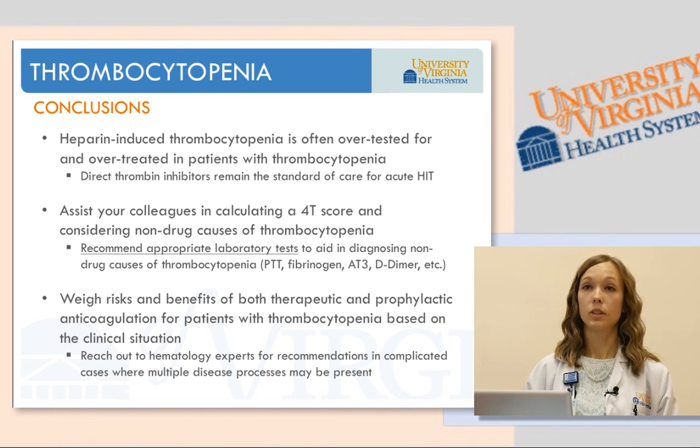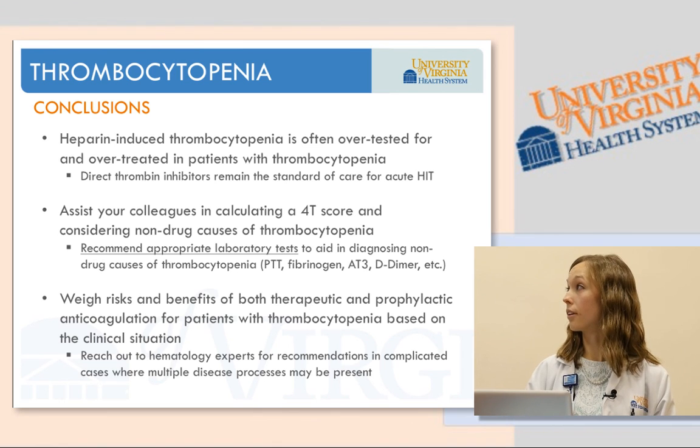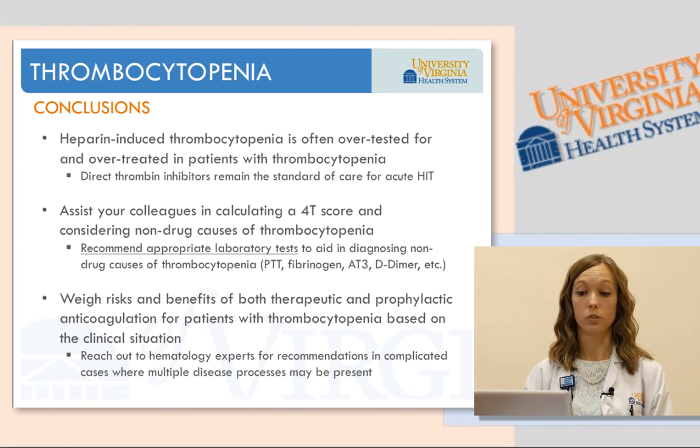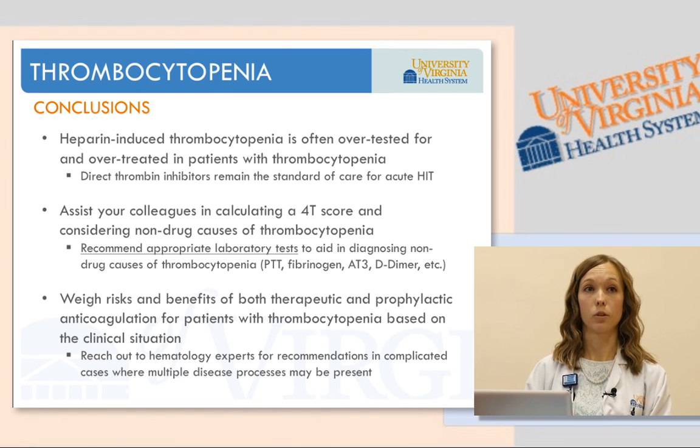So I think we can have a really good role in our teams with both helping our colleagues to calculate an appropriate 4T score and potentially steering our colleagues away from drug-induced causes when they're really unlikely so that we can avoid some of this workup. We can recommend appropriate lab tests, fibrinogen, D-dimer, AT3, things that might help us support these other causes of thrombocytopenia in our patients.